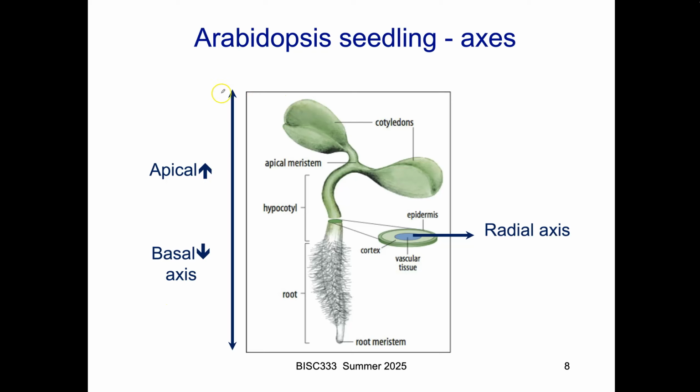And the seedling has, as I said, the apical and basal polarity, as well as the radial polarity. So the epidermis is on the outside, and all the vascular tissue is in the center, and then this cortex is the region in between. And as the plant grows, the stem can get wider, and then we'll talk later about, if that stem is going to get wider, how are the cell divisions organized.